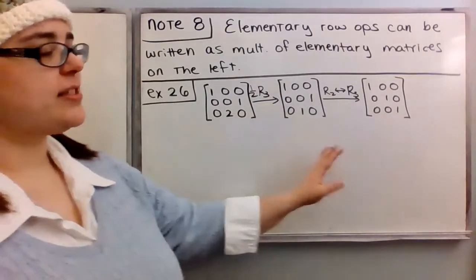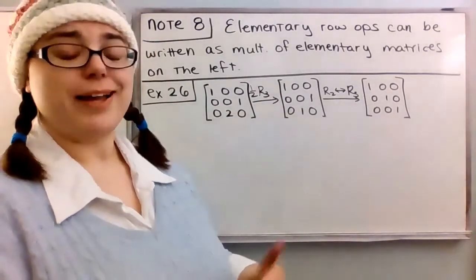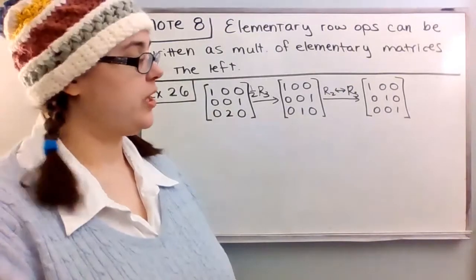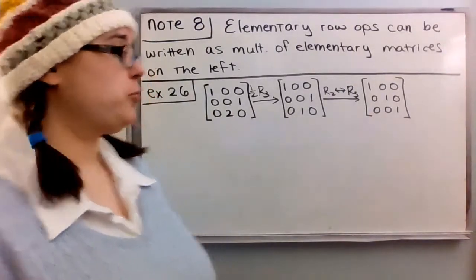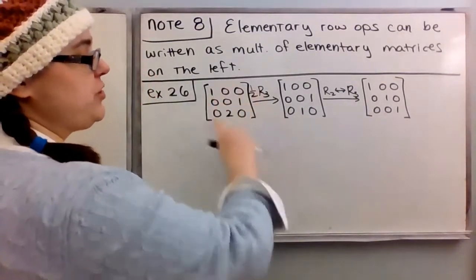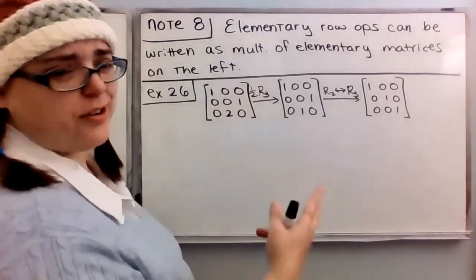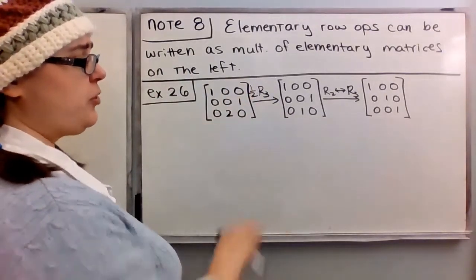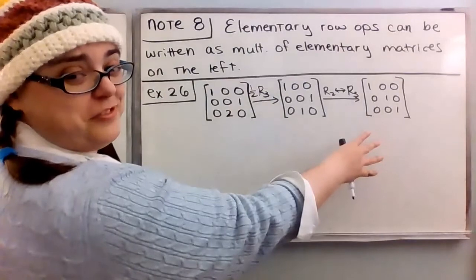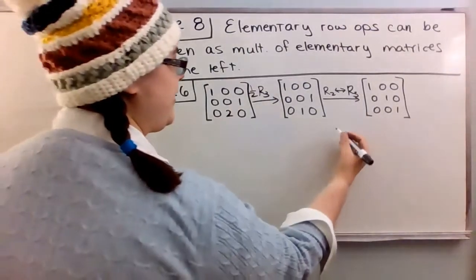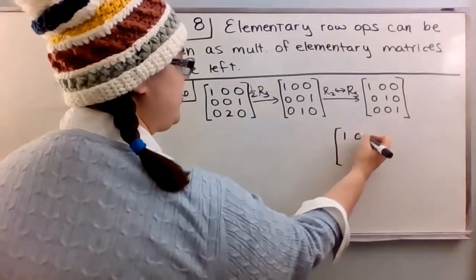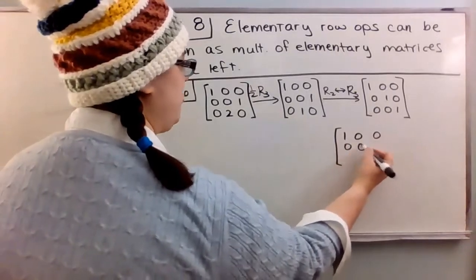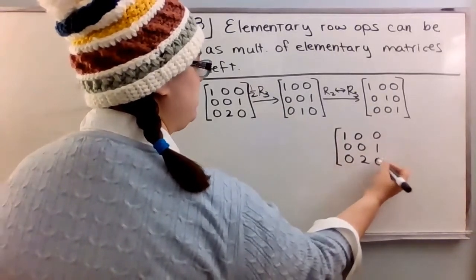And we're going to write this in terms of matrix multiplication and then check it to see if it works out. So to begin with, I'm going to start with this first matrix that we started with. And I'm going to write it all the way over here for a reason. So I'm going to write it over here for now. So we have 1, 0, 0, 0, 0, 1, 0, 2, 0.